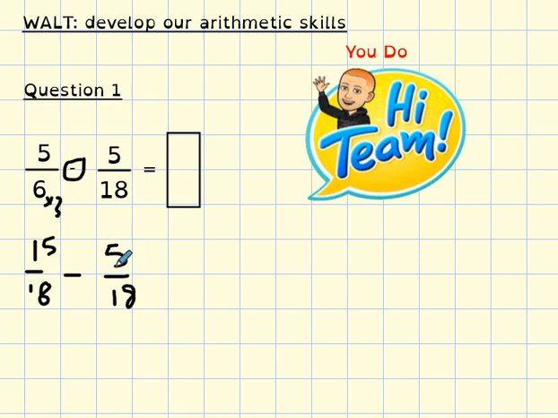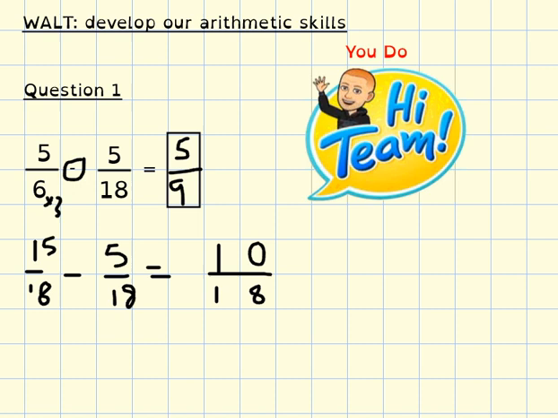Answer can be 10/18. They're both divisible by 2, so I can divide them both by 2 to give me my answer in its simplest form, 5/9. Did you get it? What we did, either one of these 2 answers would get you the mark. 1.